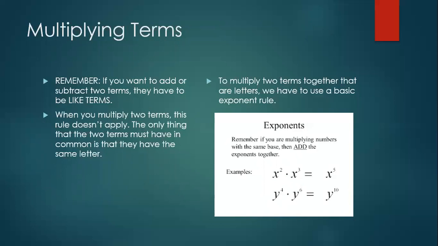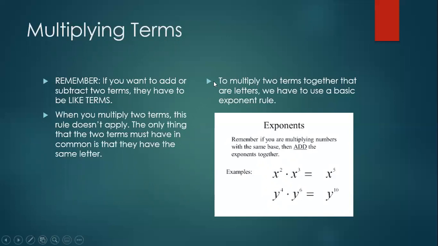So if you want to add or subtract two terms, they have to be like terms. But we're not talking about adding or subtracting. We're talking about multiplying the terms. The only thing that the two terms must have in common is that they have the same letter. So you couldn't necessarily put an x times a y. I mean, there are exceptions, but you can't usually say x times a y kind of stuff.